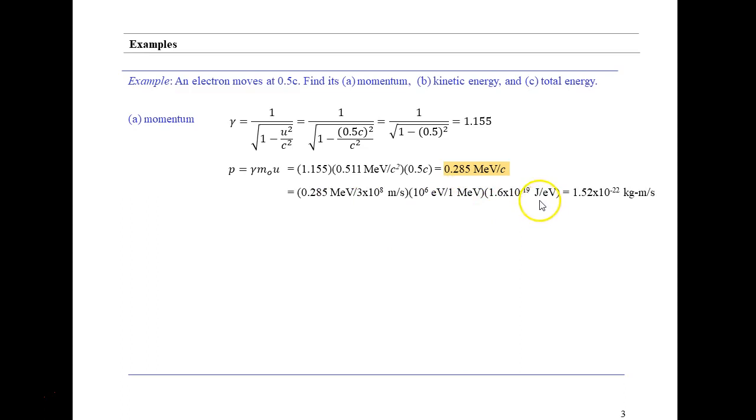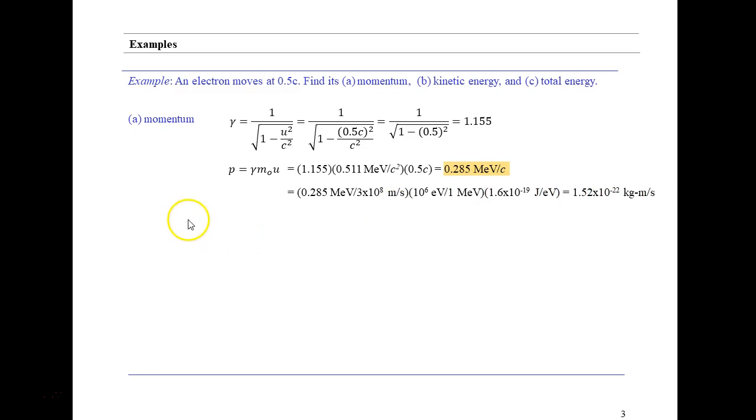So to do that, I did two steps. I said, okay, there's 1 million electron volts in 1 mega electron volt. Then there's 1.6 times 10 to the minus 19 joules per electron volt. And I end up with 1.52 times 10 to the minus 22 kilogram meter per second. Okay? But again, you're only going to have to do that if you're instructed to do so.